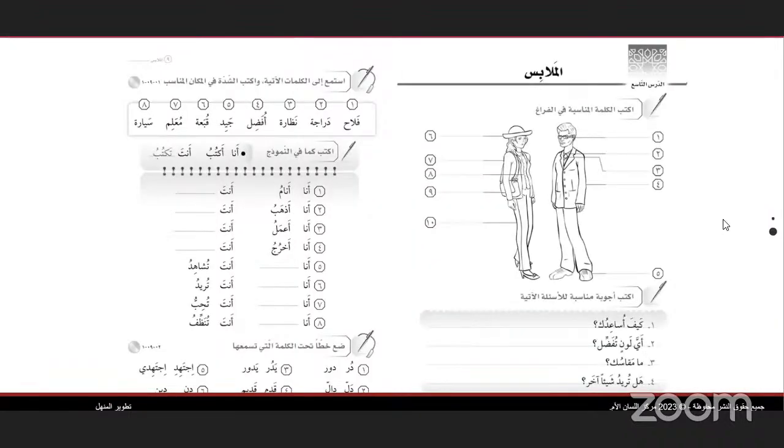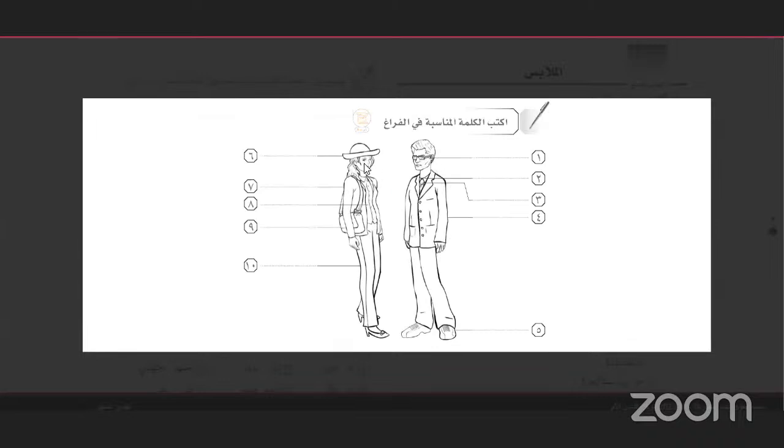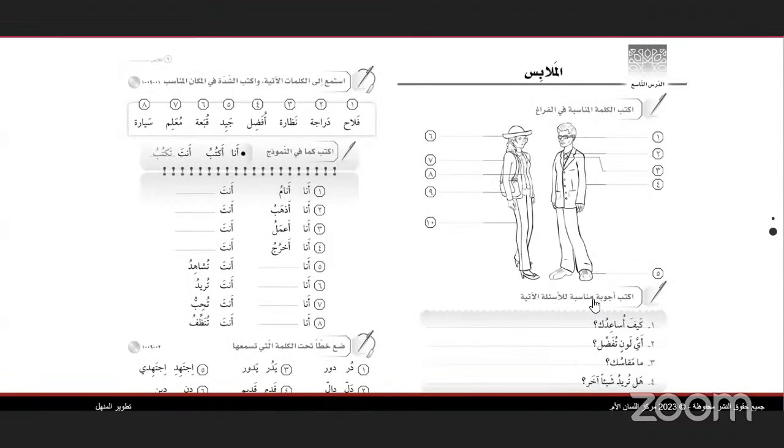Okay, what do we have here? Milabis, we have some words over here that you might not know. I don't recommend this to my students, but because of time and all of that, you can use Google Translate for the words that you might not know here. Question number on the left side, you don't have to do anything. Right side, bottom.